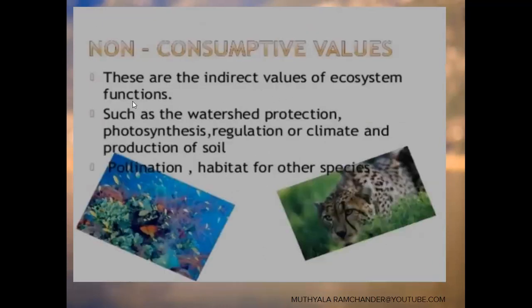See, non-consumptive values are the indirect values of ecosystem functions, such as watershed protection, photosynthesis, regulation of climate, protection of soil, pollination, and habitat for other species. So these are the indirect values of biodiversity. From these indirect, non-consumptive values, we cannot utilize or consume this: watershed protection, photosynthesis, regulation of climate, protection of soil, pollination, habitat for other species.